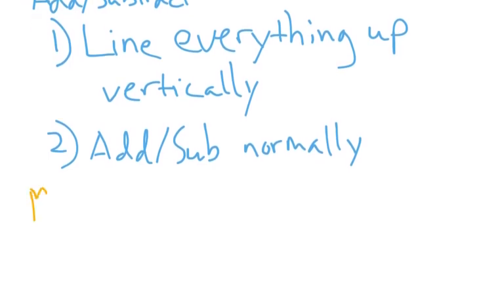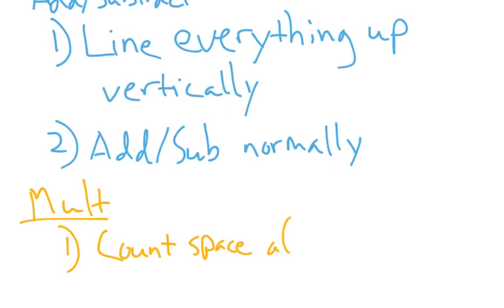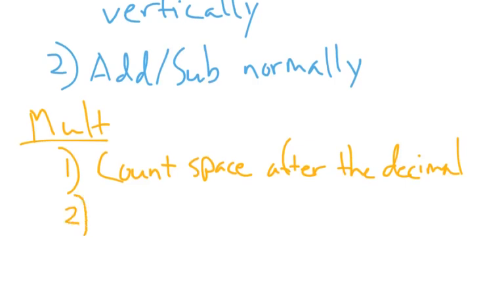All right, next one, let's talk about multiplying. This one's a little more complicated. So the core idea with multiplying, you have to be able to count spaces after the decimal, because that comes into play a little bit later. And then after that, just like with adding and subtracting, it's multiply like normal.